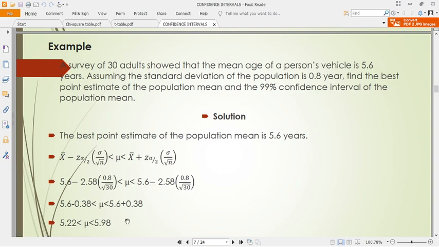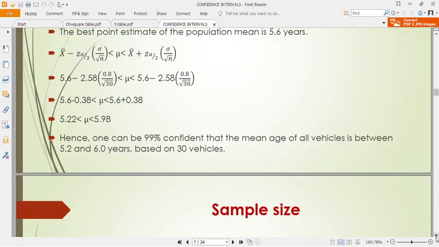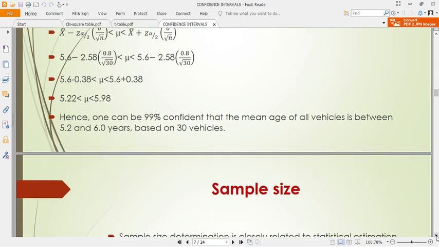So therefore, one can be 99% confident that the mean age of the vehicles is between 5.22 and 5.98, or 6, based on a sample of 30 vehicles.